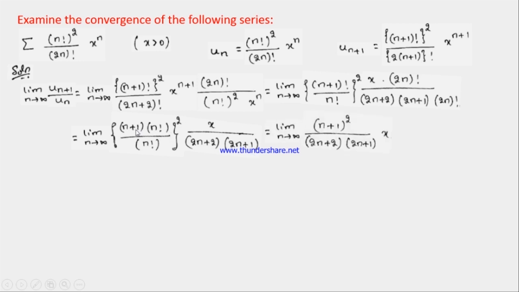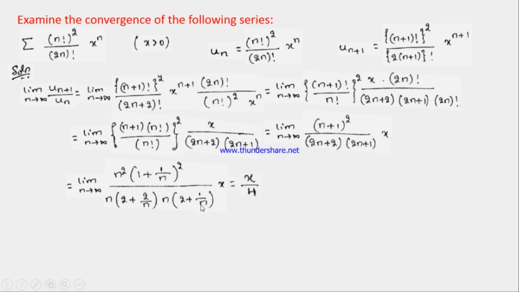So in the next step, we have n plus 1 whole square divided by 2n plus 2 into 2n plus 1 into x. x is not depending on n. We need to simplify this. Take n out of this. Because of this square, we will get n square from this. And here n is taken out. Here also n is taken out. We will get this. Here n square cancels with this n and this n. And as n tends to infinity, we will get 1 by n is 0, 2 by n 0, 1 by n 0. And we will just get it as 2 plus 0 into 2 plus 0 in the denominator gives 4. We will get x by 4.